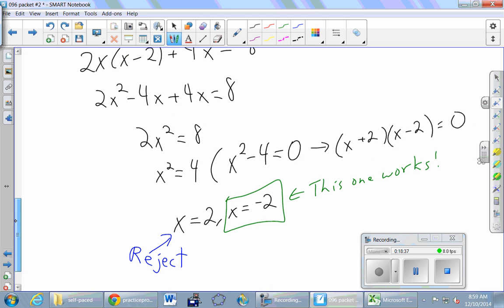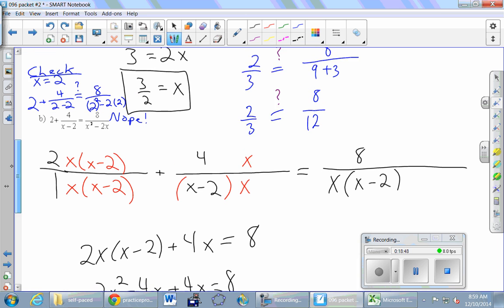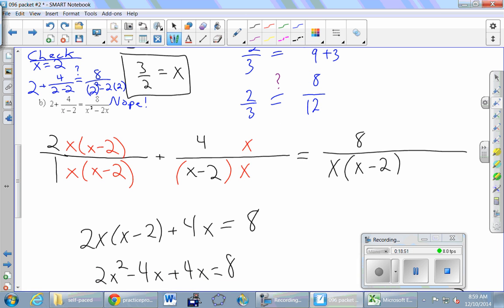Okay? So this is why we have to check our answers on these kinds of problems. If you have x's in denominators, you've got to check your answers. Okay, so I'll put this back up. I'll come around and check homework in a little bit, but get started on the activity on the next page.